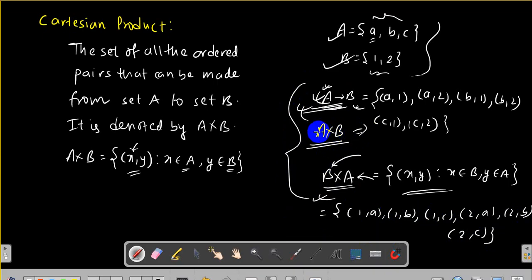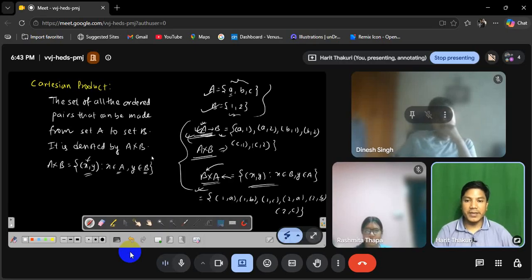In A cross B, all the first elements of the ordered pairs are taken from set A, and all the second elements of the ordered pair are taken from B. Similarly, in B cross A, all the first elements of ordered pair are taken from B, and all the second elements are taken from A.